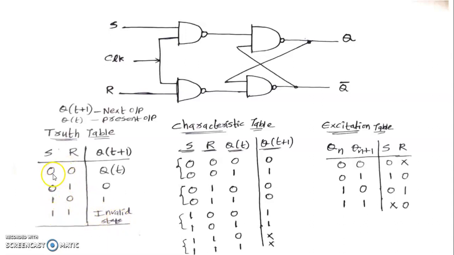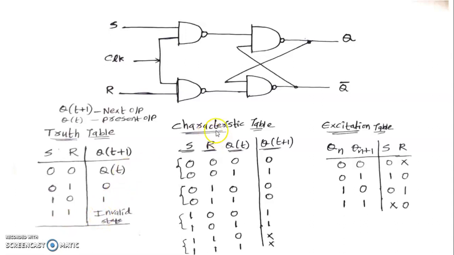Now remember this: for 0, 0 combination the output is not changing, that is, it is acting as a memory. For 0, 1 combination the output is going to 0, that is, it is in reset state. For 1, 0 combination the output is going to 1, that is, it is in set state. So 0, 0 memory state, 0, 1 reset state, 1, 0 set state. 1, 1 is an invalid state. This can be overcome by using the JK flip-flop.